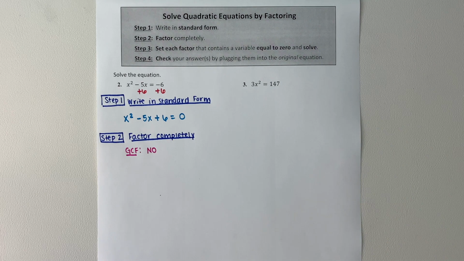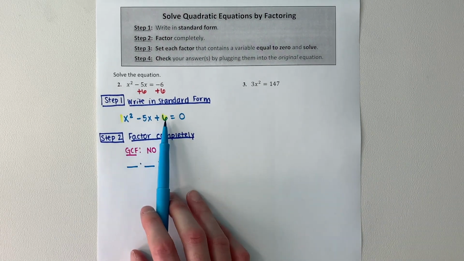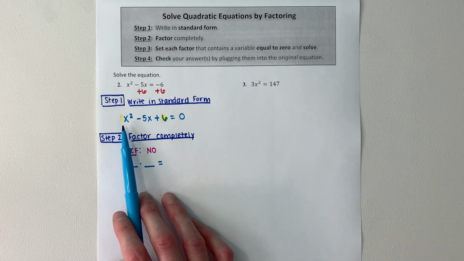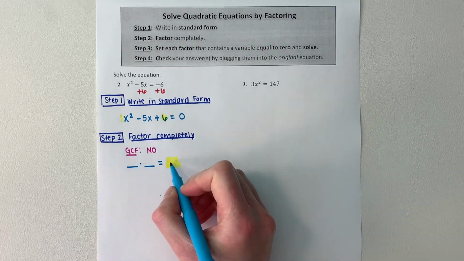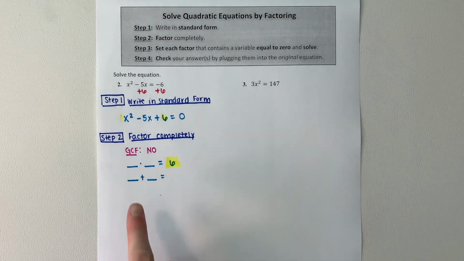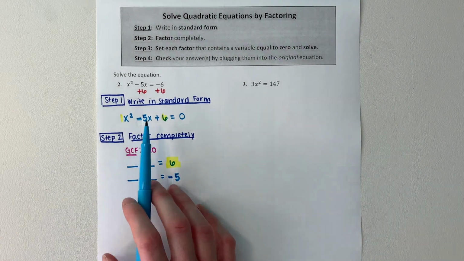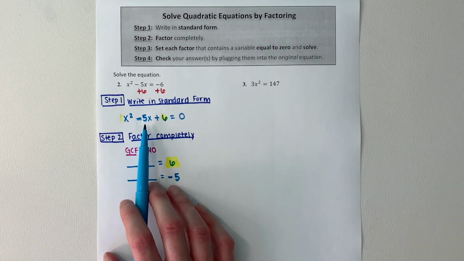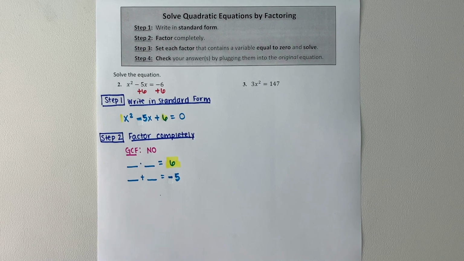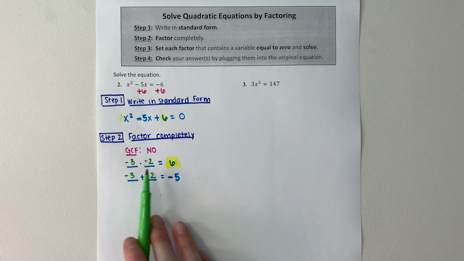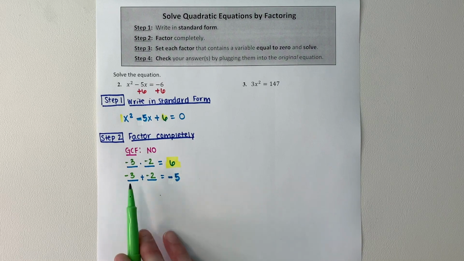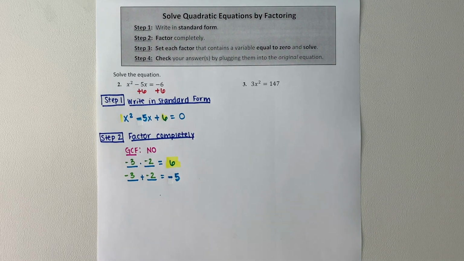The next step of factoring a trinomial is we need to find two numbers that multiply to give us the product of a times c, where a is the coefficient of the x squared term and c is the constant. That would give us 1 times 6, which gives us 6. We need those same two numbers to add to give us b, where b is the coefficient of the x term, so that would be negative 5. The two numbers that work are negative 3 and negative 2. Because negative 3 times negative 2 gives us 6, and negative 3 plus negative 2 gives us negative 5.